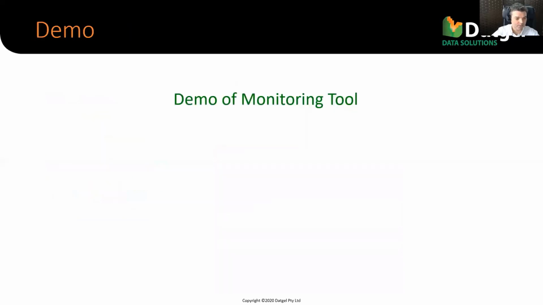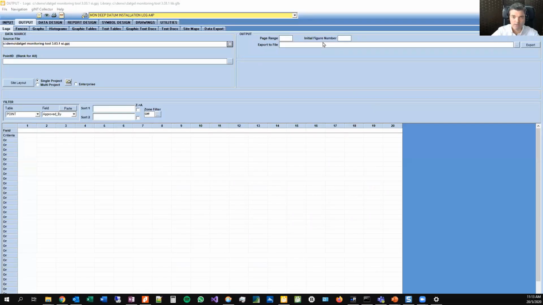So let's jump to gINT. Let's drag it over. Go to input.